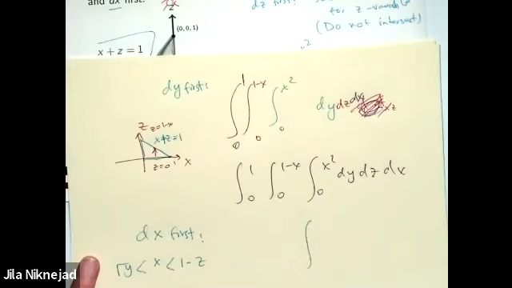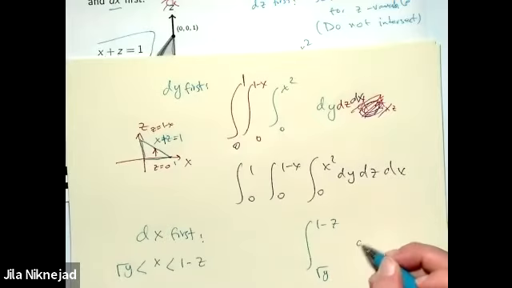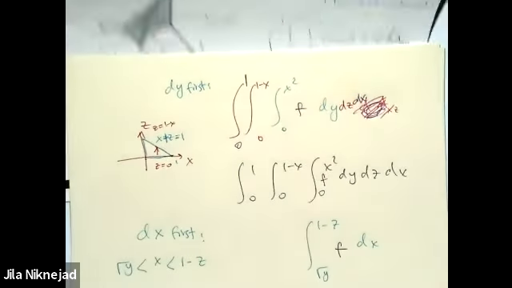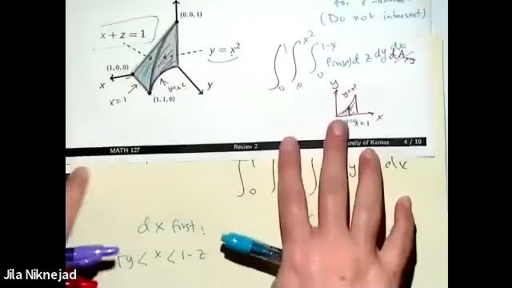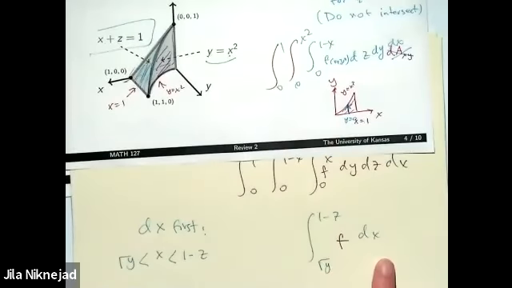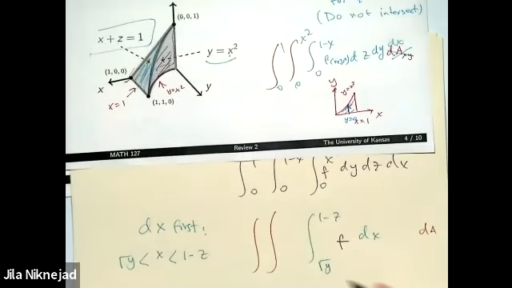There we go. And so I go square root of y to 1 minus z, dx, and I forgot f right here also. And then the next step is to figure out what shape I get. What are the two other variables for the outer ones? The ones with respect to y and z.